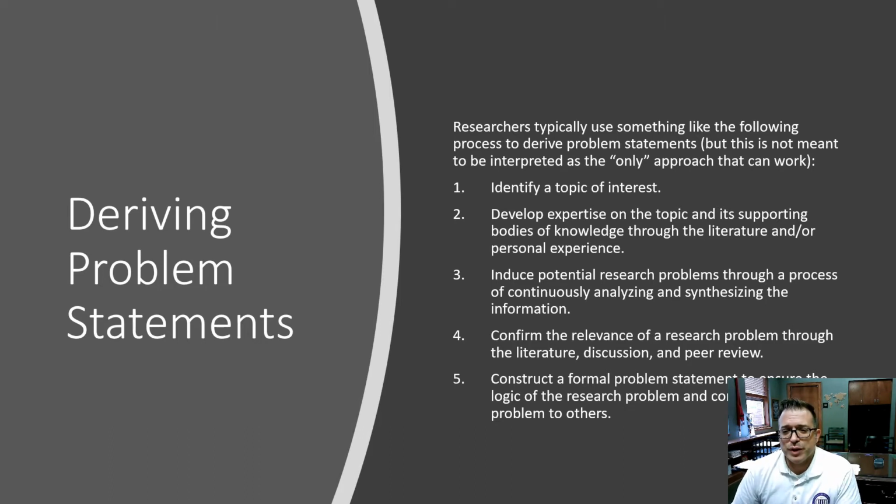Confirm the relevance of a research problem through the literature discussion and peer review, right? So once you have your ideas of what you might want to research, you've got to make sure you can draw those connections and clearly show how they connect. I mean, the gap can't be so big that there's no connection between anything that's been written about, right? Your gap should be small enough you can say, this is what people are doing over here and people are doing it here, which leaves us this gap here to be better understood or addressed.